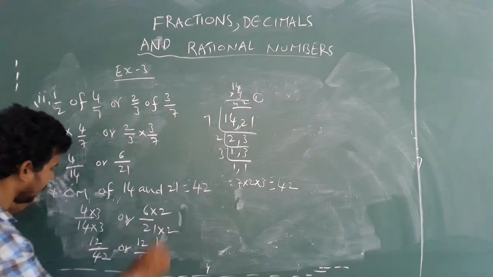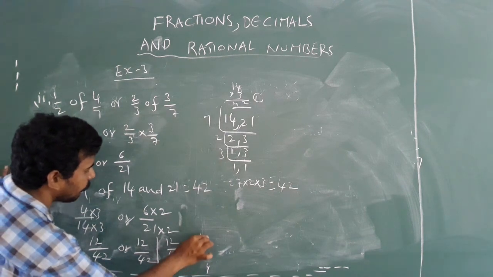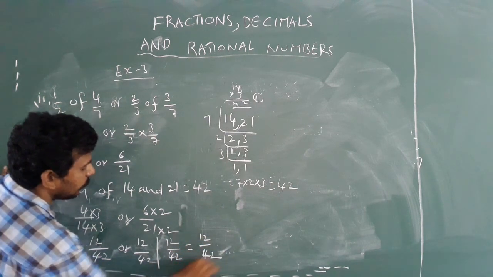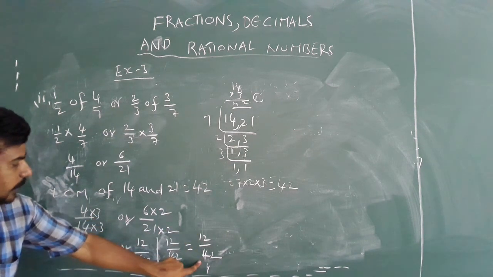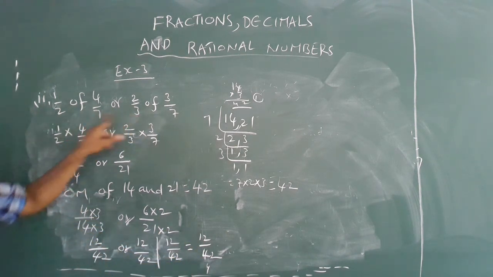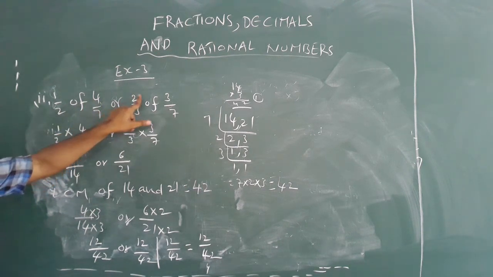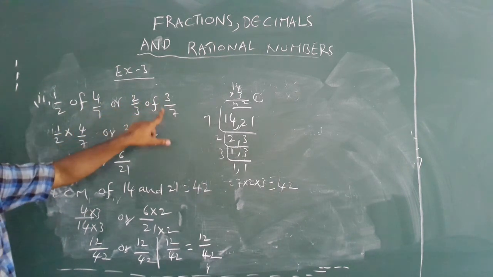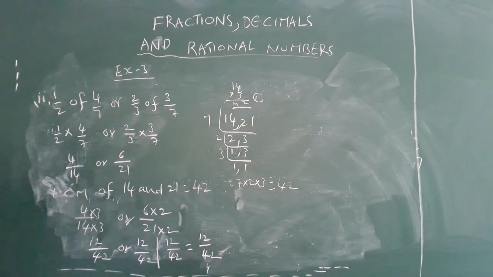Now we have to say that 12 by 42 equals 12 by 42. That means these two are equal: 1 by 2 of 4 by 7 equals 2 by 3 of 3 by 7. Clear children? Once take this time. Once here observe 1 minute.